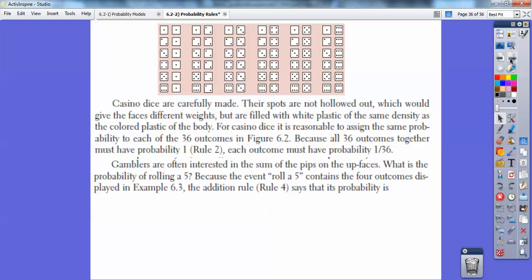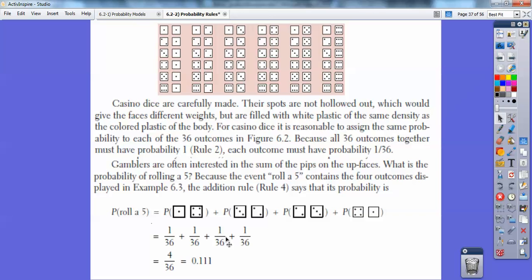Okay. So gamblers are often interested in the sum of the pips of the up faces. That just means the numbers on the sides facing up. So what's the probability of rolling a 5? Remember from the last lesson, there were 4 ways to roll a 5. So the probability would be 4 out of 36. This is the favorable outcomes, 4, and this is the total amount of outcomes. I would reduce that to 1/9, you guys. I like fractions better, but they changed it to a decimal, 4 divided by 36, but it's 1/9. It's the same as 0.111.